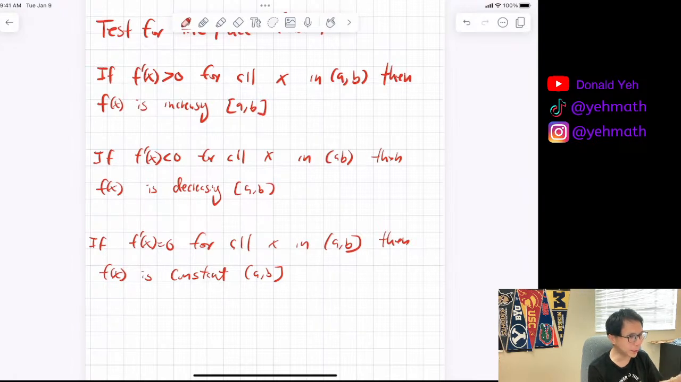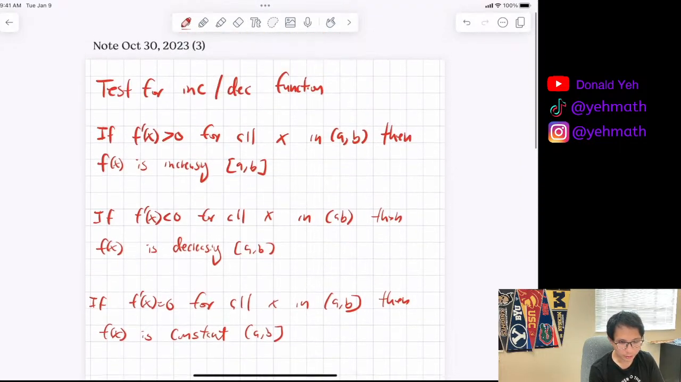So if you take a first derivative and do the number line test, and the result is positive, therefore the original function is increasing. If you test negative, then the original function is decreasing. If you get 0, then the original function is constant. Is that okay? Because f prime of x represents the slope. If slope is positive, the function is increasing. If slope is negative, the function is decreasing.